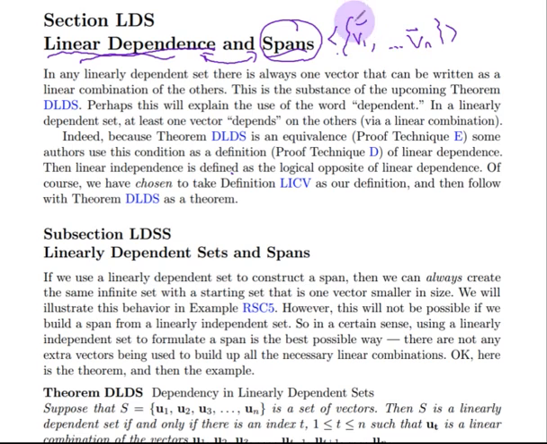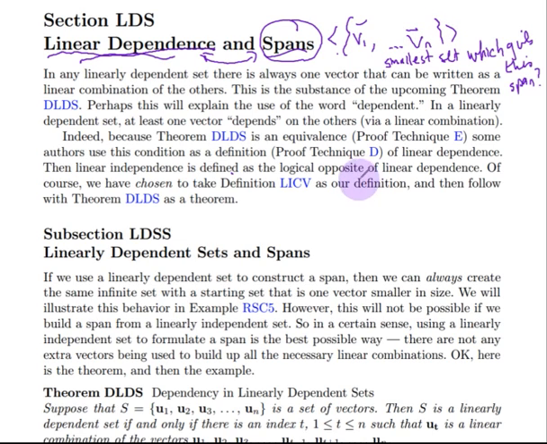So the question is, is this set of vectors the smallest possible? Is it possible to throw out some of these vectors and still have the same span? Is this the smallest set which gives this span? In other words, are all of these vectors necessary to get the same span of vectors?